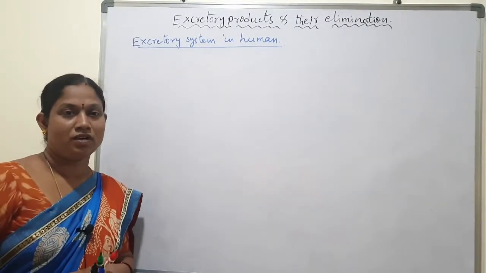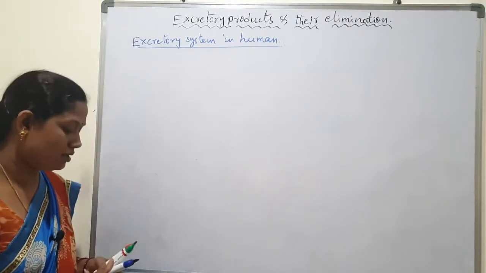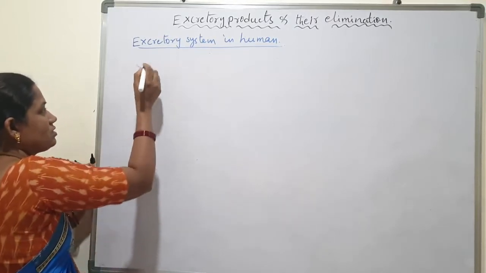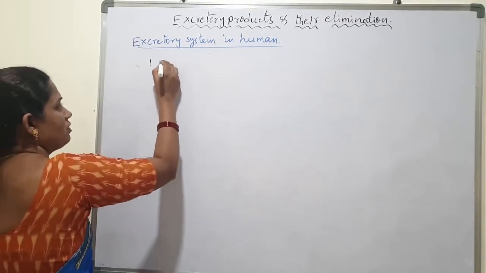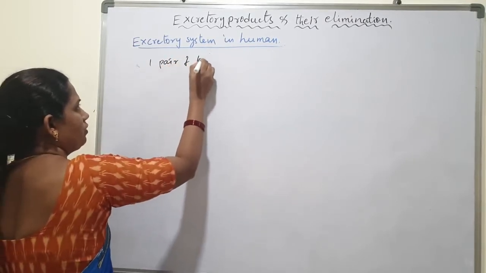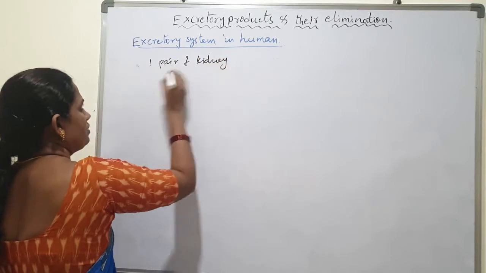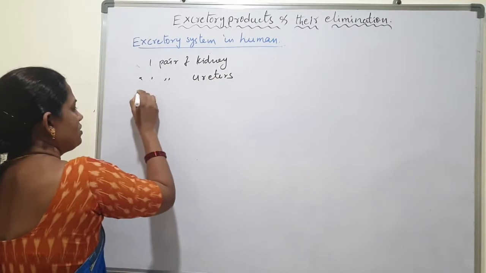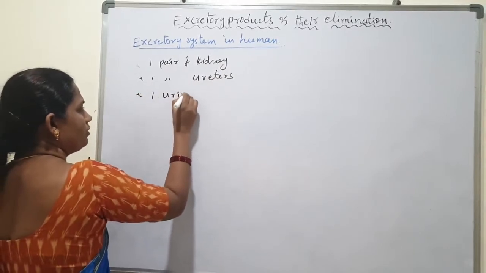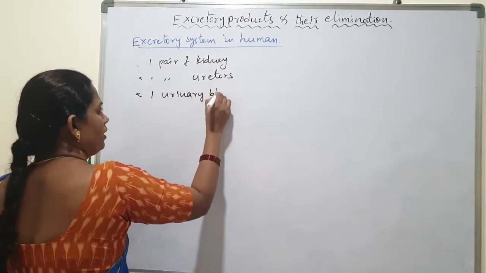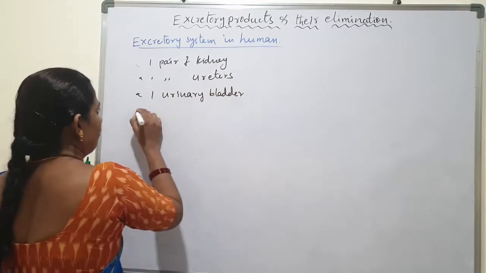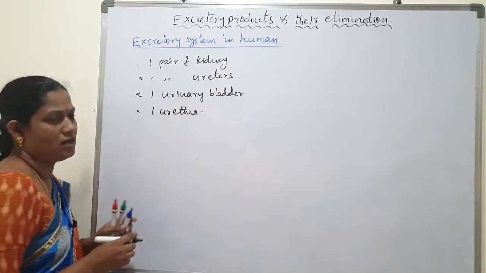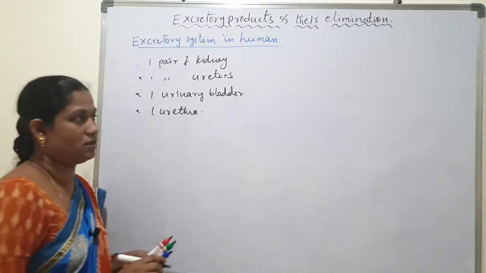Hello students, today I am going to teach about the human excretory system. In the excretory system in human beings, there is one pair of kidneys, one pair of ureters, one urinary bladder, and one urethra. These parts are present in the human excretory system.